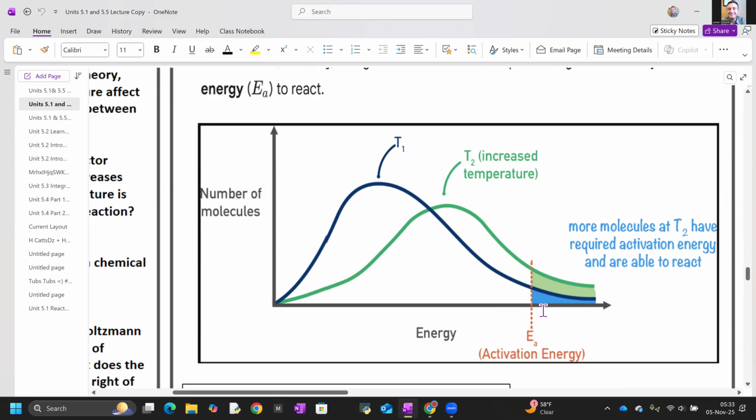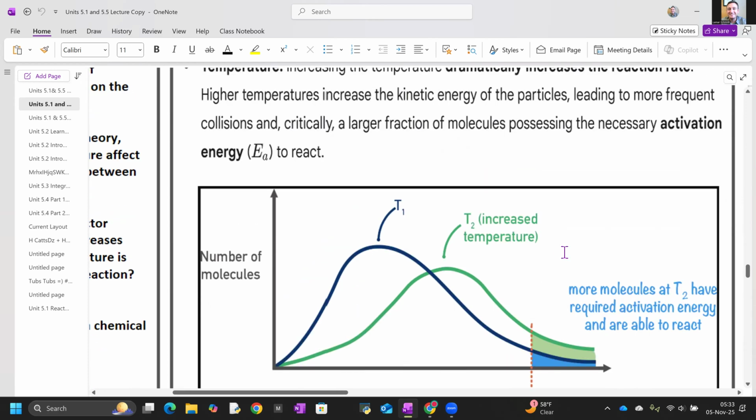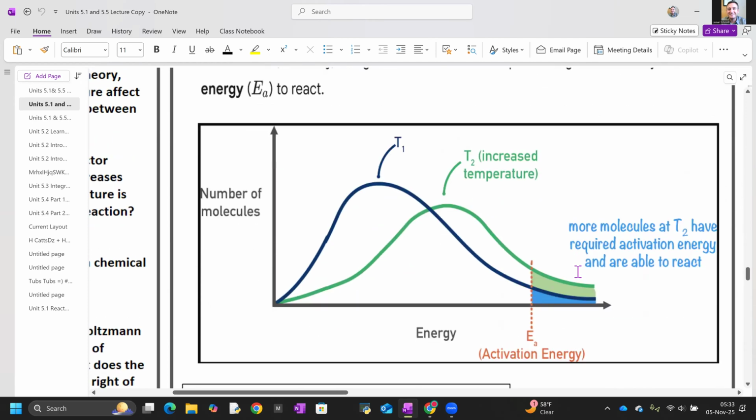But a sufficient amount of energy is only one criterion. If more particles, or a larger fraction, have enough energy, then it's more likely that they're also going to collide in the correct orientation. And so we would see the reaction rate increase with higher temperatures. So that is one way of looking at that in terms of a Maxwell-Boltzmann distribution.